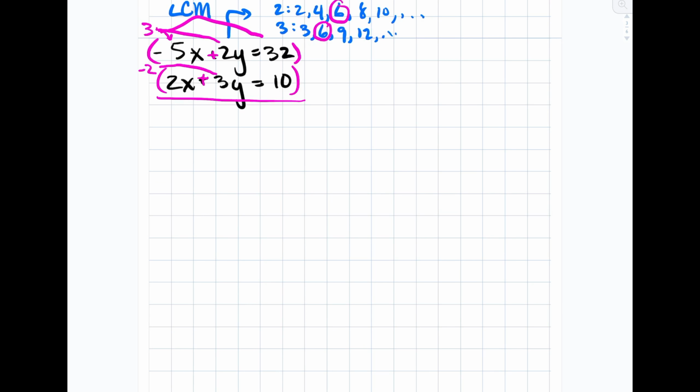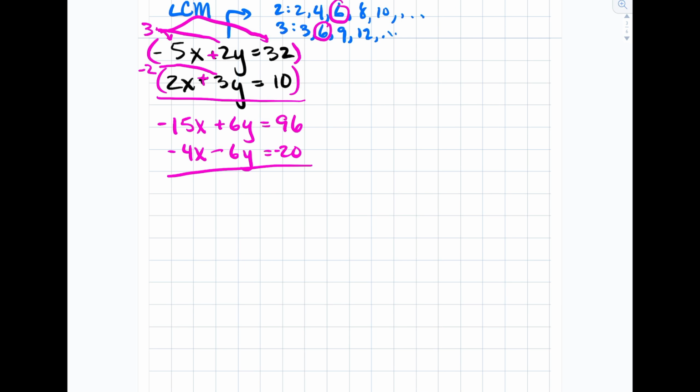So we need to multiply it. Remember, everything in the equation needs to get multiplied times this 3. So it's going to be negative 15x, and 3 times 2 is going to be positive 6y, and 3 times 32 is going to be 96. Negative 2 times 2 is negative 4x, and negative 2 times 3 is negative 6y, and negative 2 times 10 is negative 20. So it changes all the signs, right? Oop, I forgot to change this one sign here. Let's fix that.